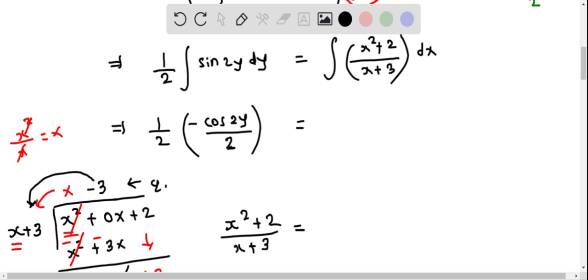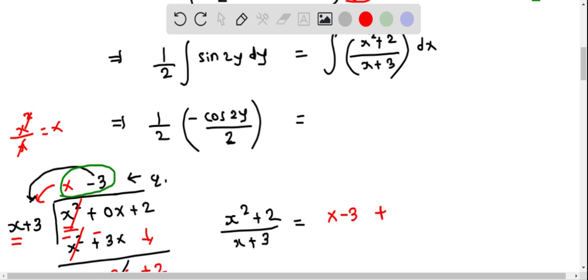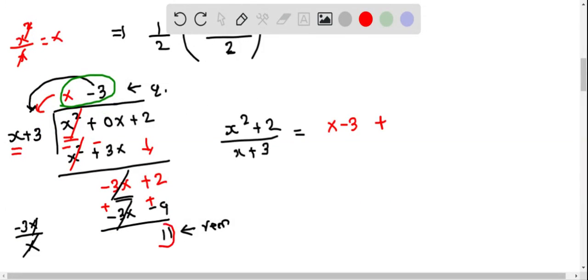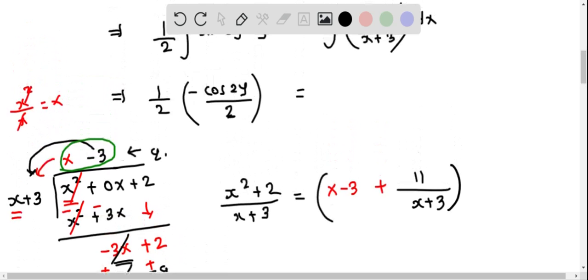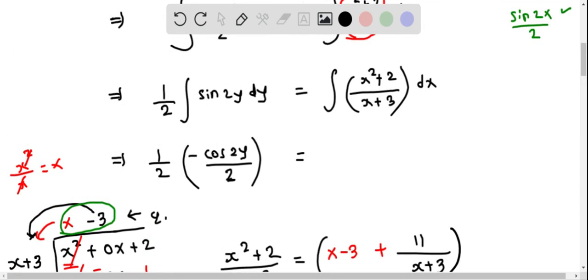This could be written as the quotient. We should not ignore the x, so we have the quotient as x minus 3. I'm going to write down this quotient first, plus the remainder over the divisor. The remainder is 11, so I put the 11 as the remainder over the divisor. X plus 3 is the divisor. So we have converted the rational function as a sum of a polynomial with another rational function, which means we can substitute into our original integral and continue the integration.